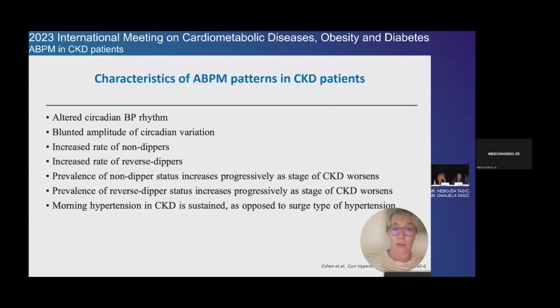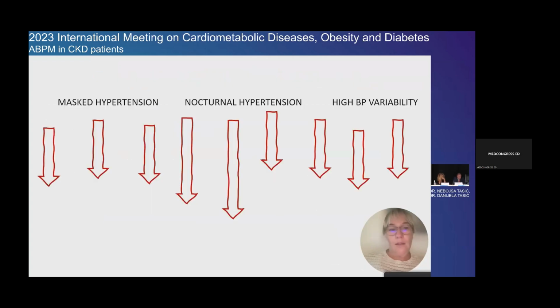So the characteristics of ABPM patterns in CKD are an altered circadian blood pressure rhythm, blunted amplitude of circadian variation, and an increased rate of non-dippers, which increases even more as CKD stages progress. Also, morning hypertension in CKD is different from the morning hypertension usually seen in other patients with hypertension. It is usually sustained, and there is no surge type of hypertension during the morning in CKD patients. So the hallmarks of hypertension in CKD are mild hypertension, nocturnal hypertension, and very high cardiovascular risk, target organ damage, and increased mortality among CKD patients.